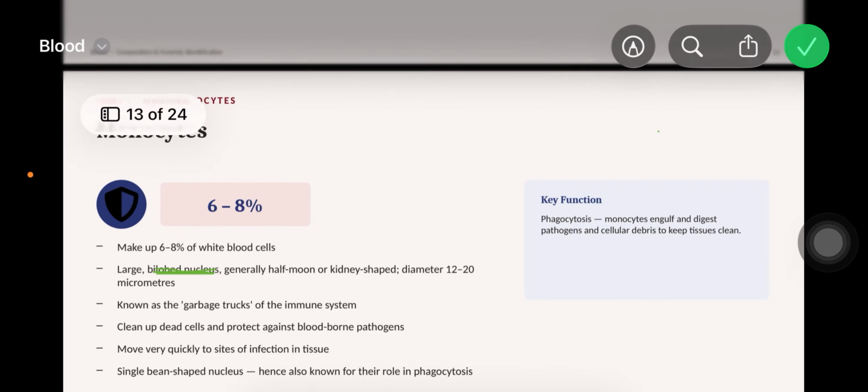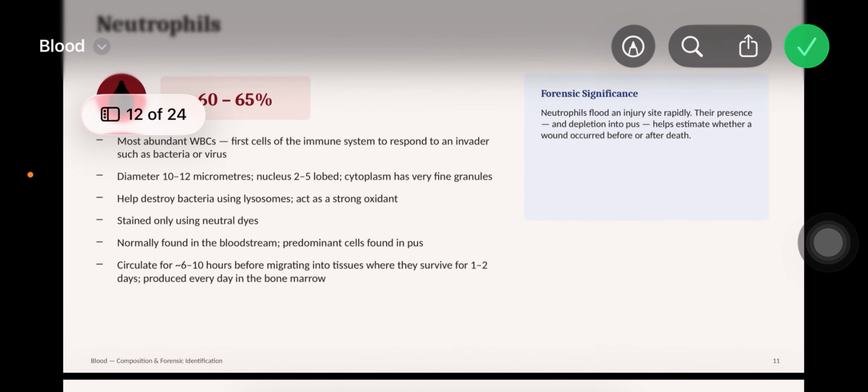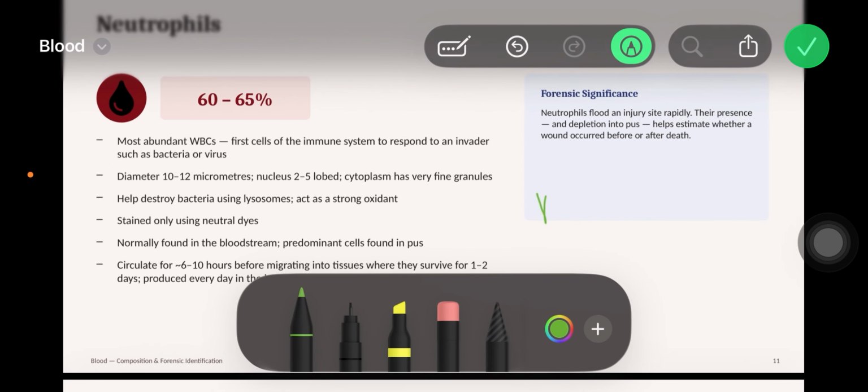I forgot to mention one more point. The neutrophils can even release the neutrophil extracellular traps. The NETs, neutrophil extracellular traps. These are DNA-like web that trap the bacteria.